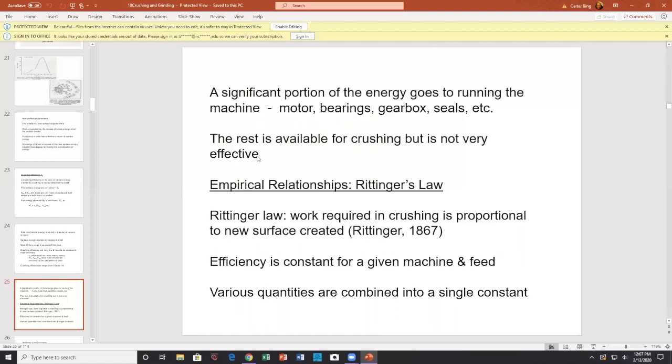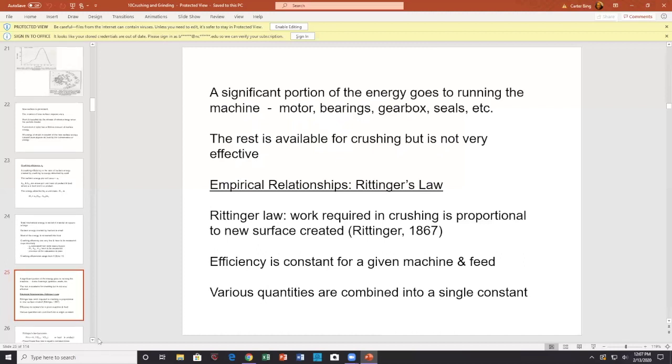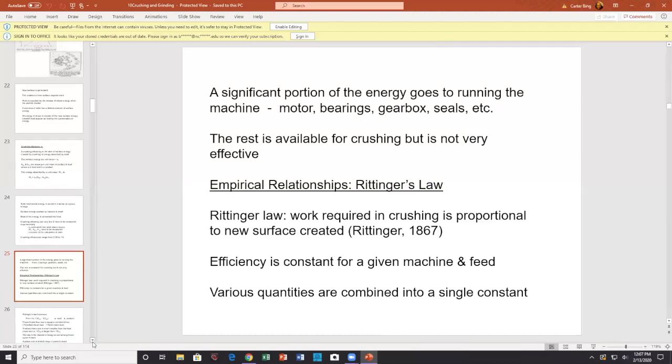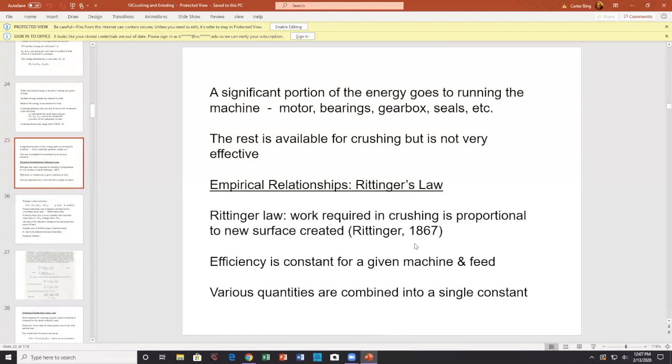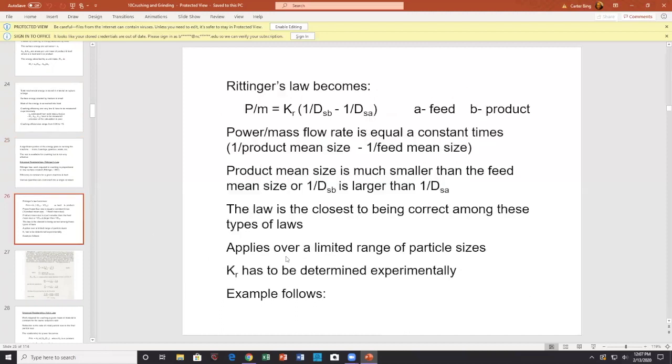Right. There's been various empirical relationships out there. For example, this chap way, way back in time, 1867, Reynolds said the work required in crushing is proportional to new surface created. Efficiency is constant. Various quantities are combined into a single constant. So he said that basically, this is the constant.